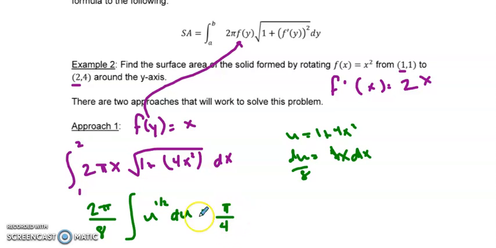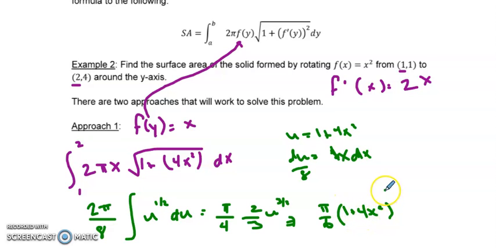So I have pi over 4, and then u to the 1/2 goes to 2/3 u to the 3/2 from, oh, not going to do that yet. I almost forgot what I was doing. Now let's put this back in terms of x. So I have pi over 6, and then the u was 1 plus 4x squared, and then that's to the 3/2. Now I'm going to take that from 1 to 2.